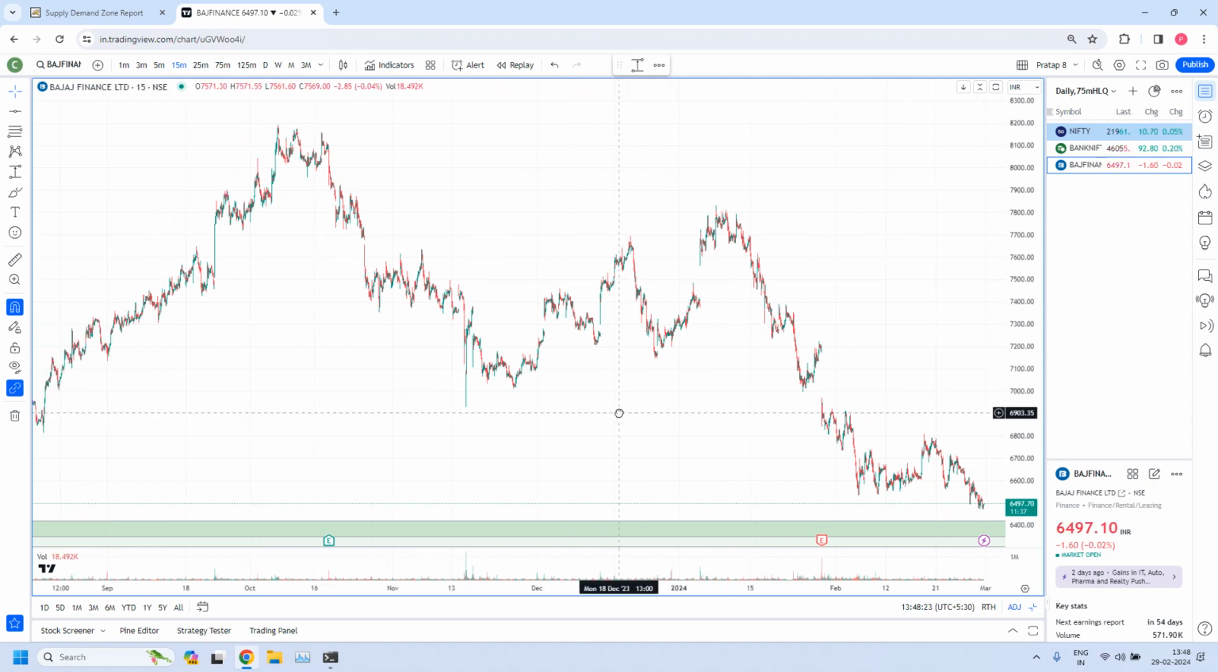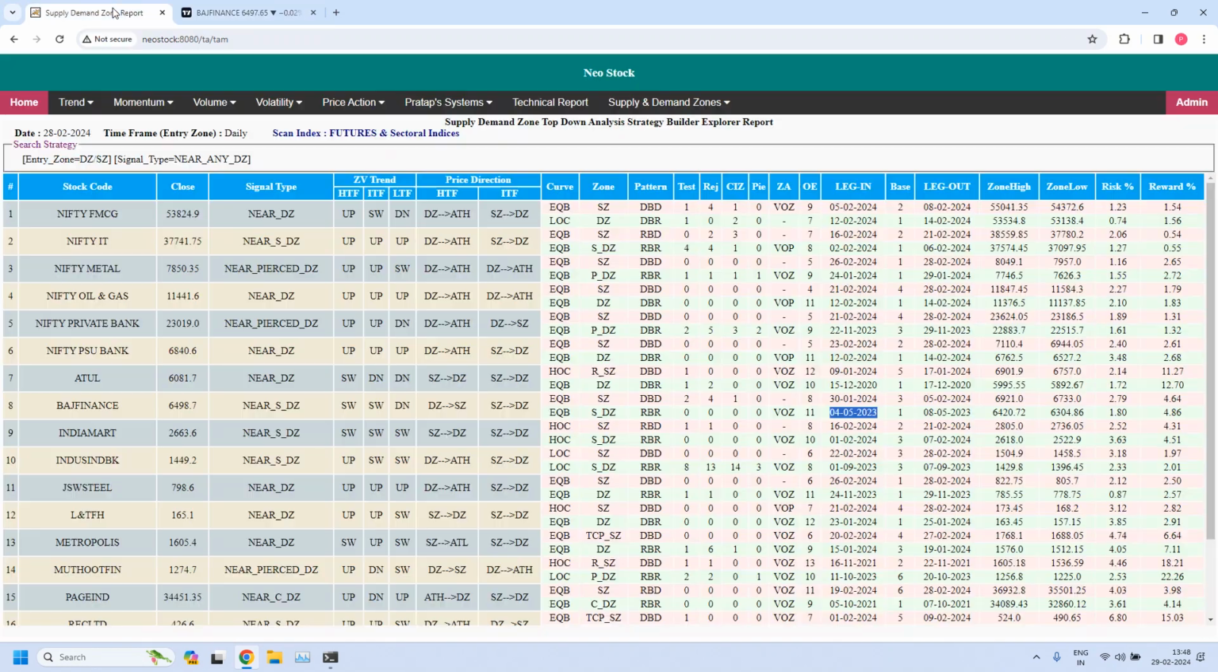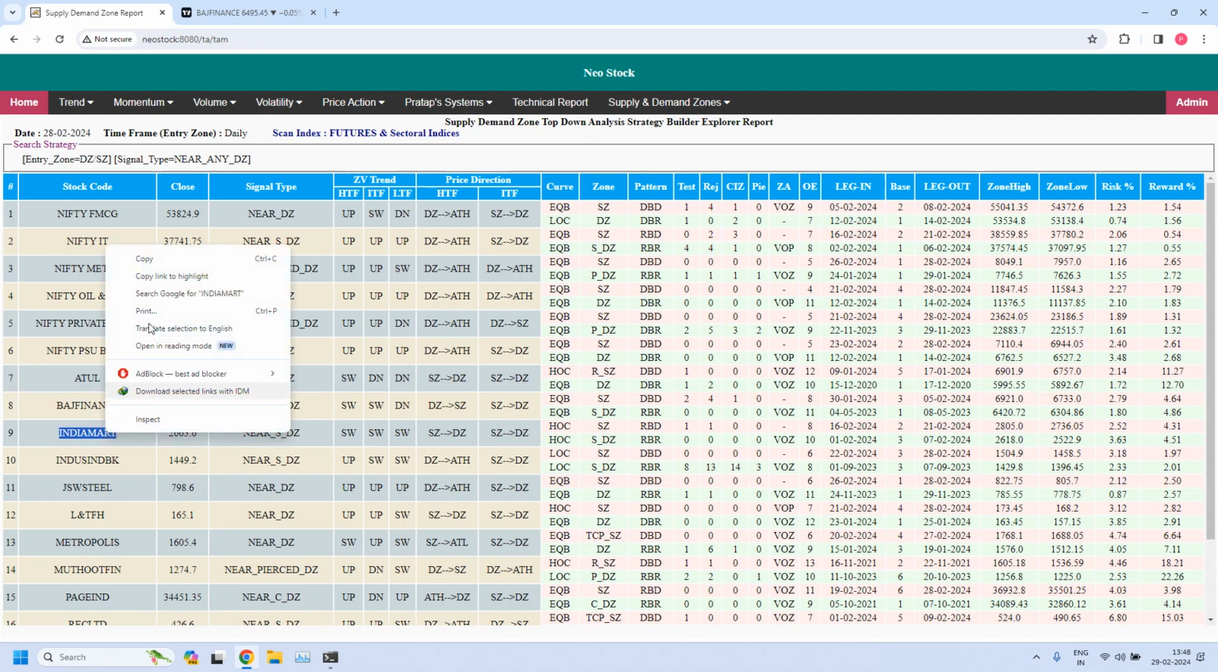But anyway, for Bajaj Finance, we are assuming this zone will be violated. And the next stock, high liquidity zone. Next one is India Mart. This is also a high liquidity zone, a fresh zone, created recently on 1/2/2024. So let us draw this zone.